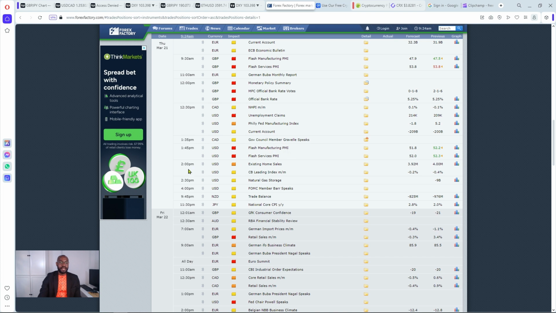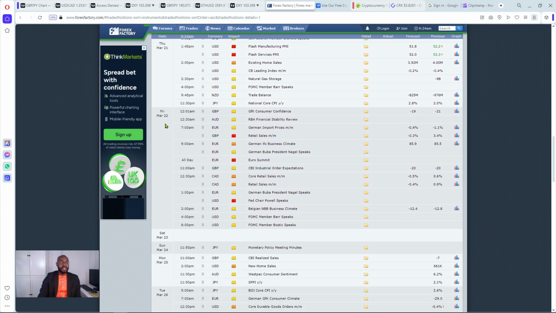1:45 p.m. flash manufacturing PMI and flash service PMI. High impact news, double high impact news on the dollar. Then on Friday, we have one high impact news on pound, 7 o'clock a.m. And all day, we have a high impact news on Euro Summit, and medium impact news on the CAD, 12:30 p.m., double medium impact news. At 1 o'clock p.m., we'll have a high impact news on the US dollar. Fed Chair Powell speaks on Friday, 1 p.m. So we're going to be very watchful of that.